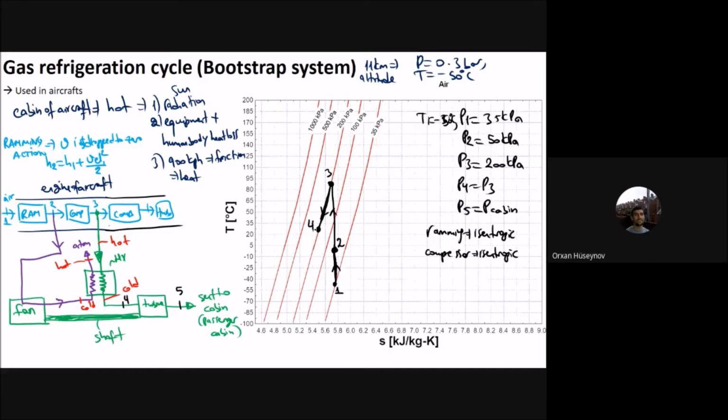This one is the exchanger, and then from P4 to P5 you will have the drop in pressure, and it is an isentropic device again, and it is a turbine. You can see that 5 is at 100 kilopascal, P cabin, and I'm assuming that this one is 100 kilopascal.